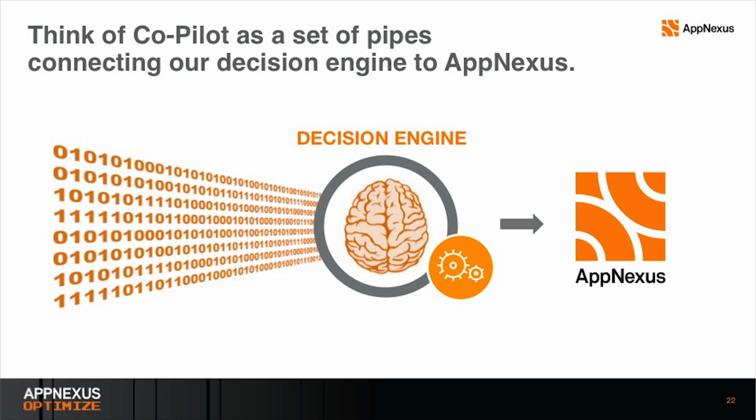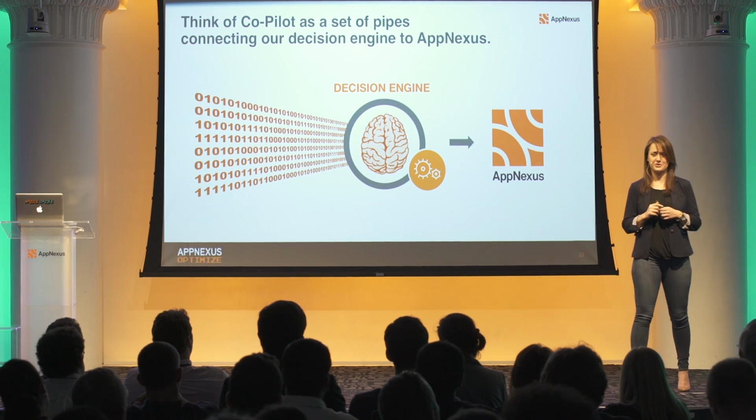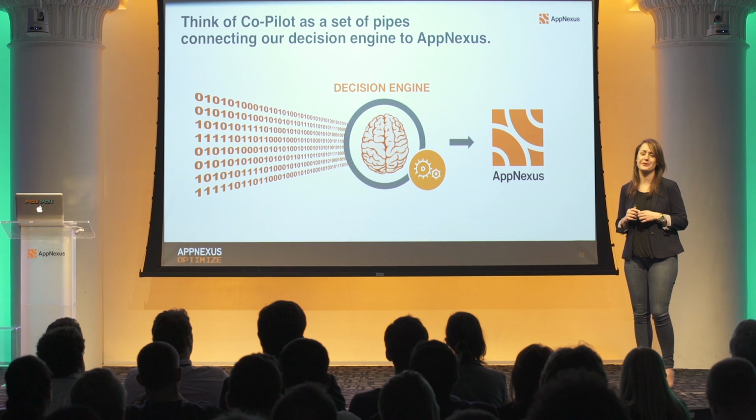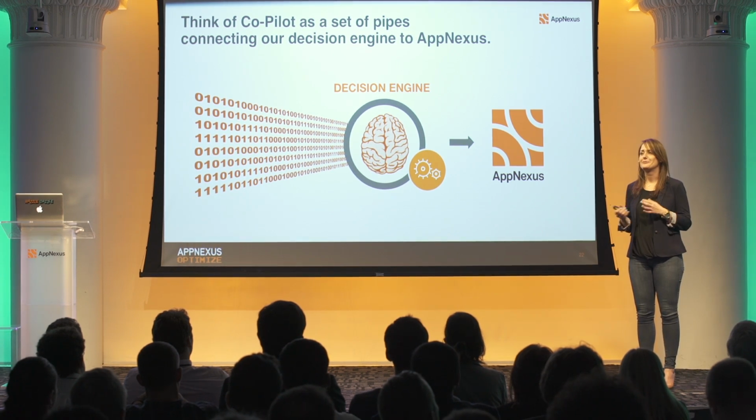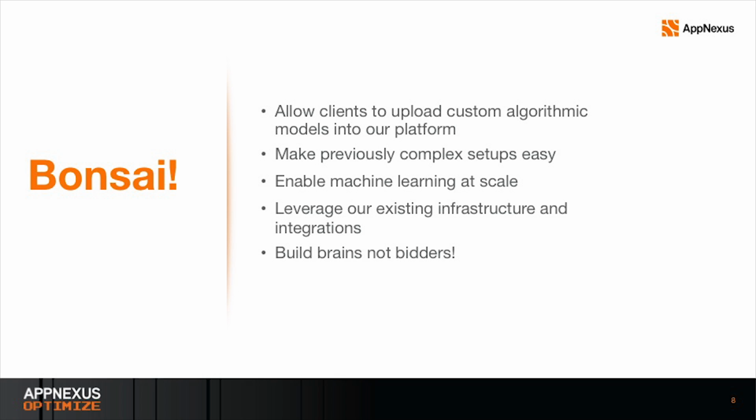You can think of CoPilot as a set of pipes connecting our decision engine to AppNexus. I like to say I'm not a data scientist, I am a data plumber. So my job is to figure out where's the data and how do I move it to where it needs to go. And then I let other very smart people work on the algorithms that sit in the middle there.